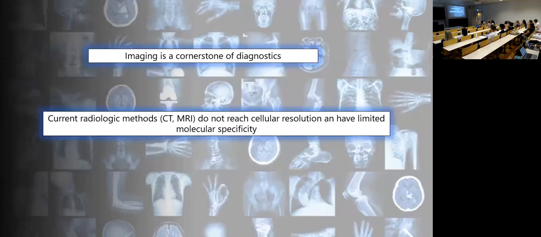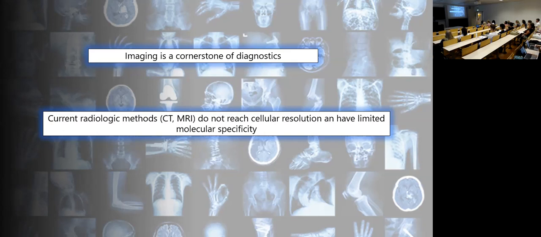So if you look at healthcare now, at patient care, imaging is really a cornerstone. Seeing PET images and MRI images, every diagnosis basically starts with the image. There we run into some limits because current radiological methods do not reach cellular resolution.